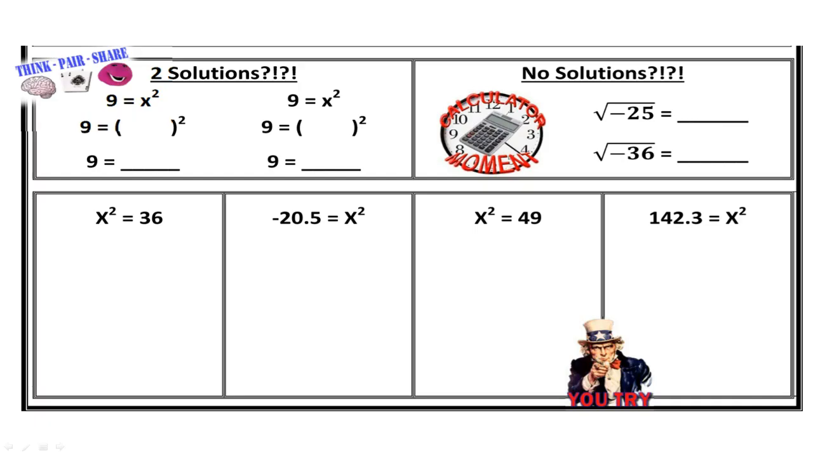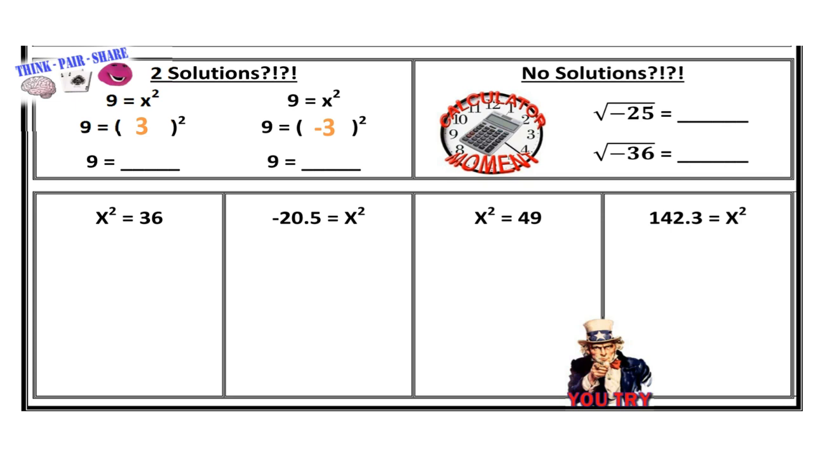To prove why there's two solutions, try this think, pair, share. Plug 3 in for x and plug negative 3 in for x. When we substitute these two solutions back in, evaluate and see what the final answer is. Also, in your calculator, try square root of negative 25 and square root of negative 36. Write the answer that your calculator gives in the space to the right of each square root.